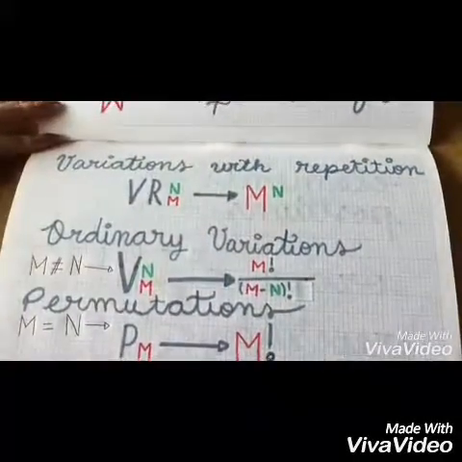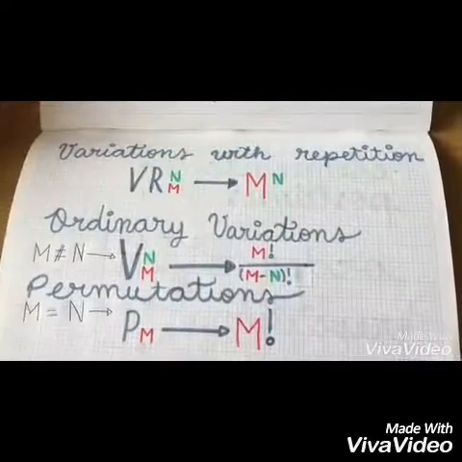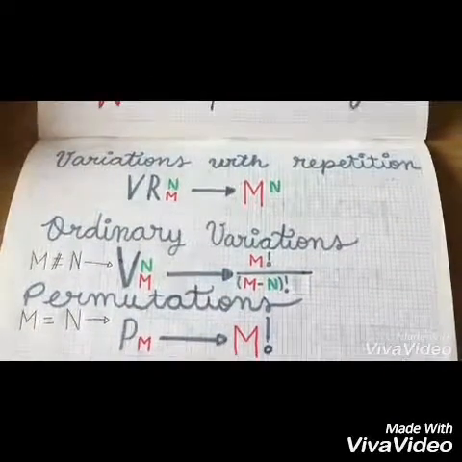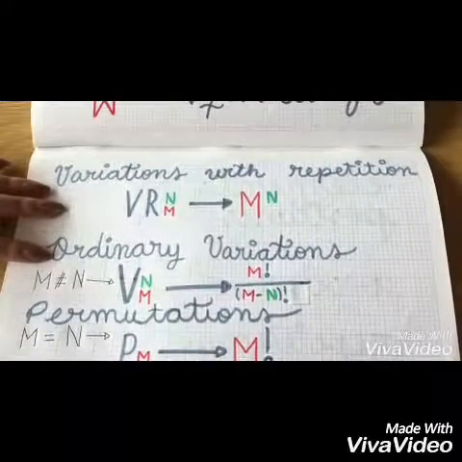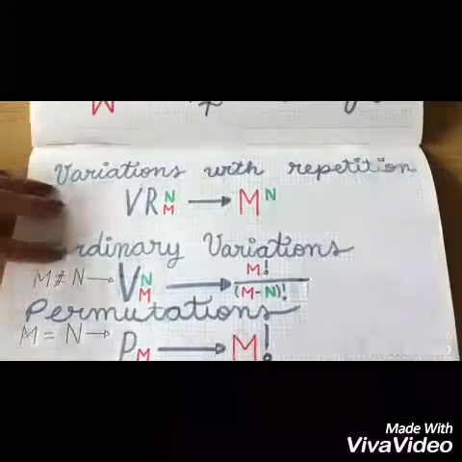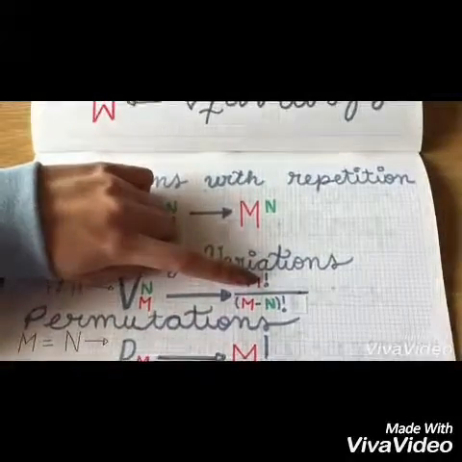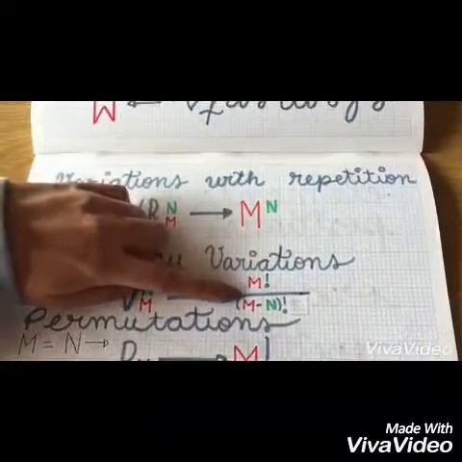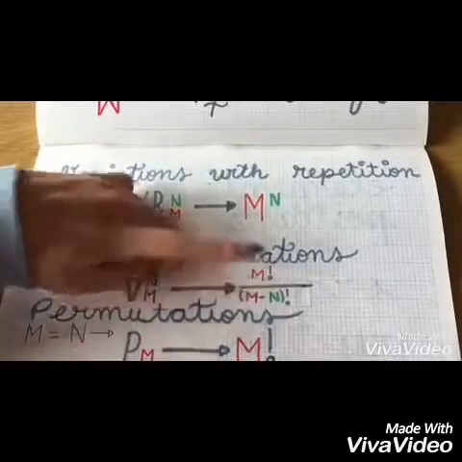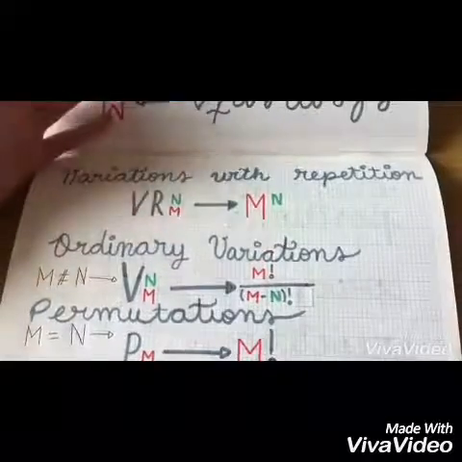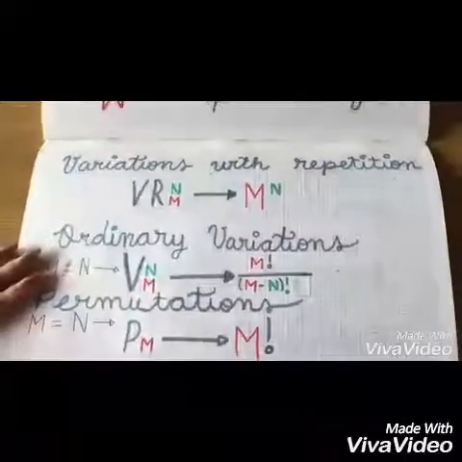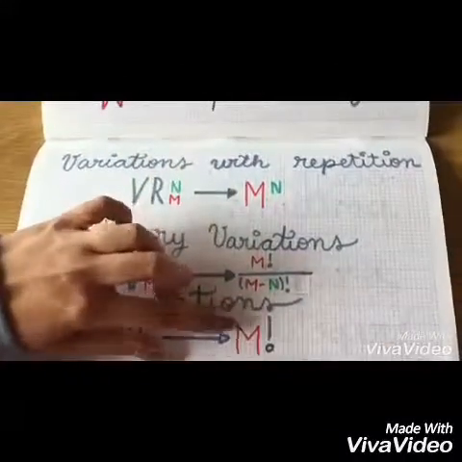When the order of the elements is important but repetitions are not allowed, we have to ask ourselves if m equals n. If it doesn't, we will divide the factorial of m by the factorial of the difference between m and n, which is their subtraction. And if it does, we have a permutation, which is the factorial of m.